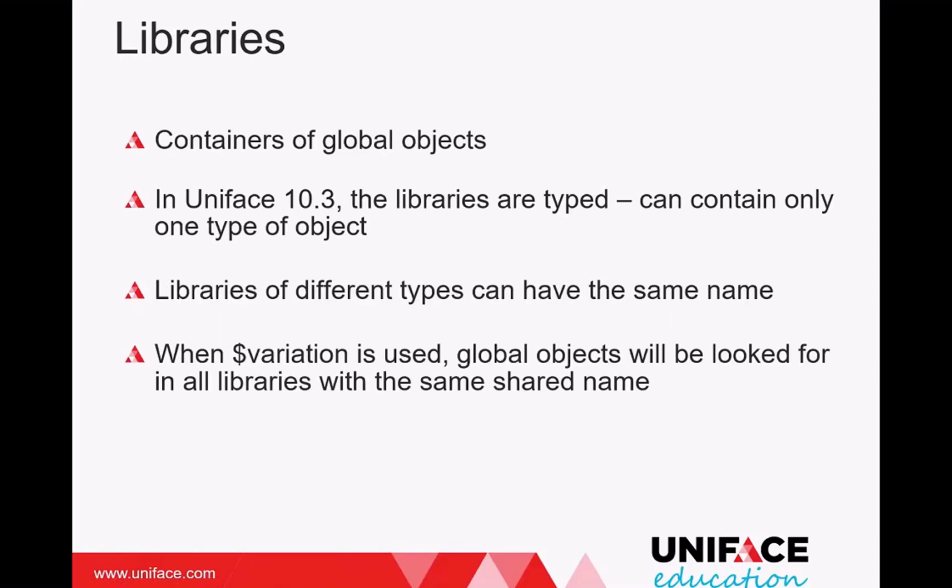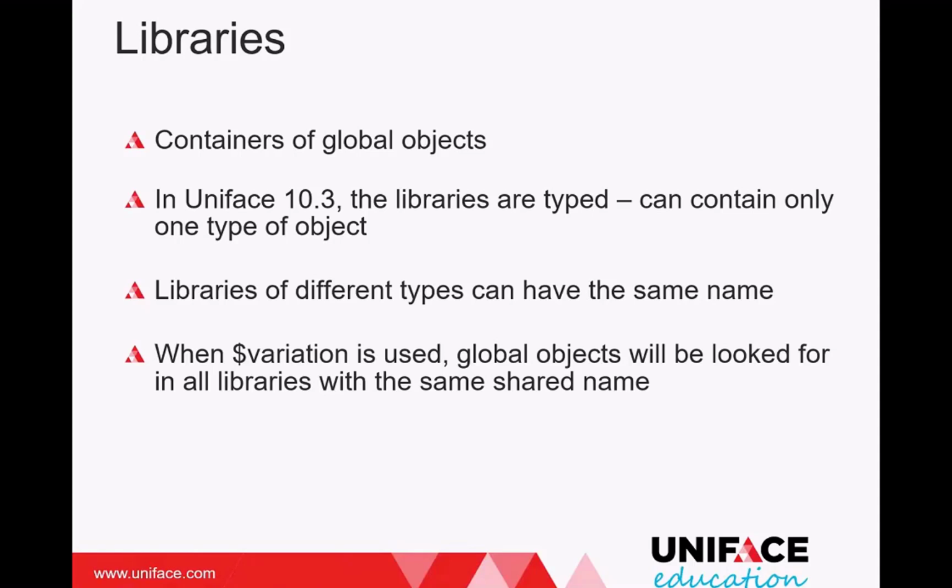Libraries, last slide before we do our first exercise. Libraries are effectively what they were before. The only difference now is that they are typed, so they only contain one type of object. These are the containers for our global objects. So again, we talk about things like the help text, the message text, menus, include procs, global procs. It's what we knew of as being libraries, but the difference is they're typed.